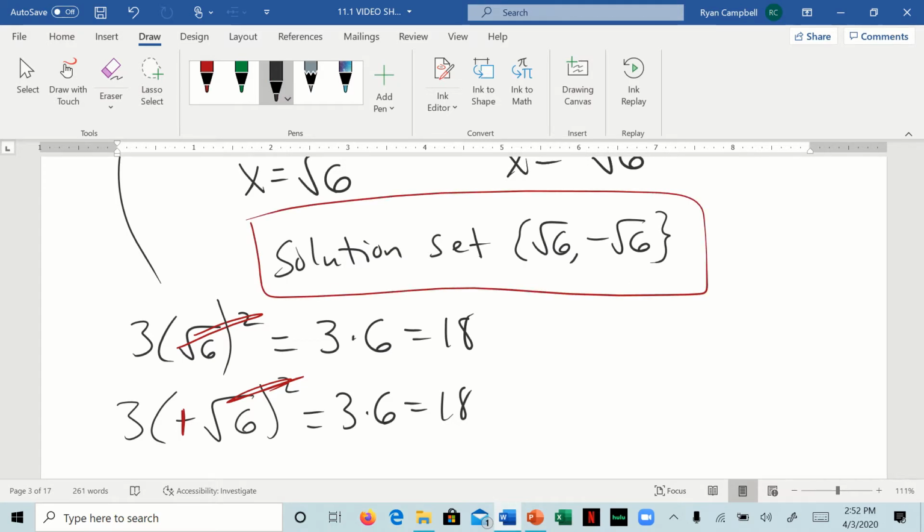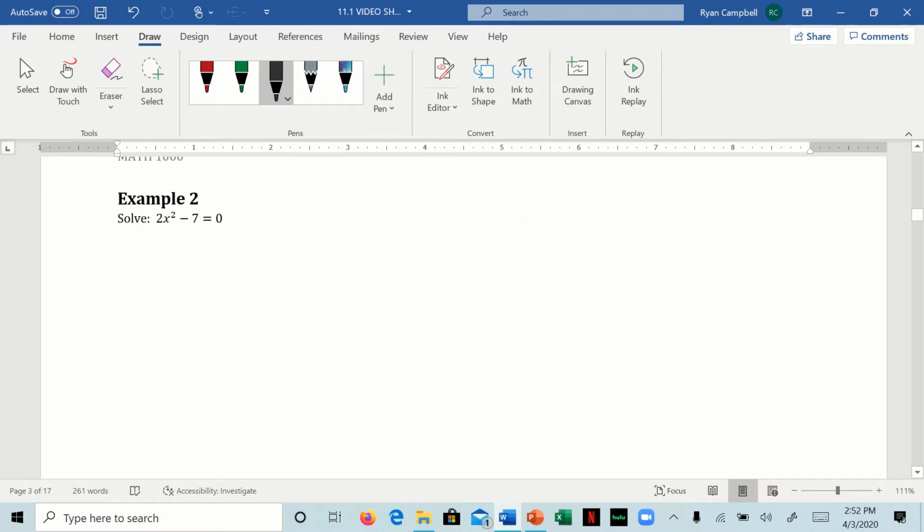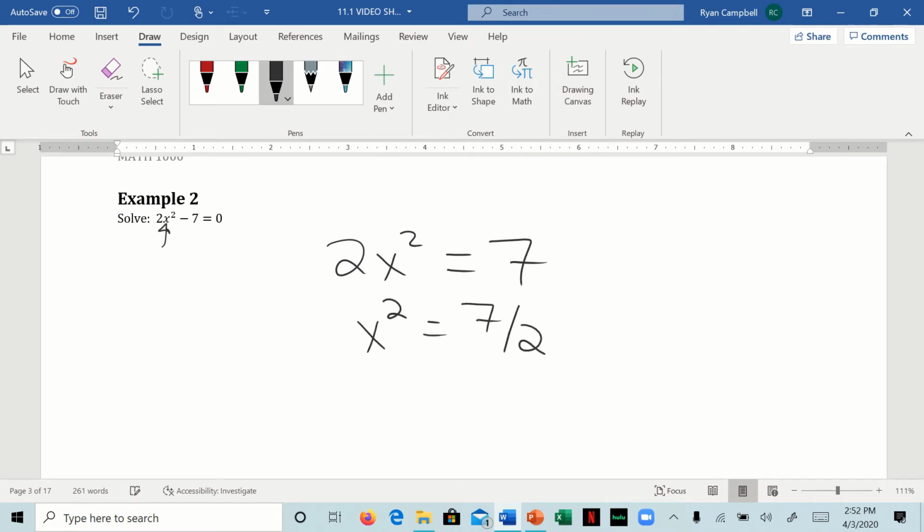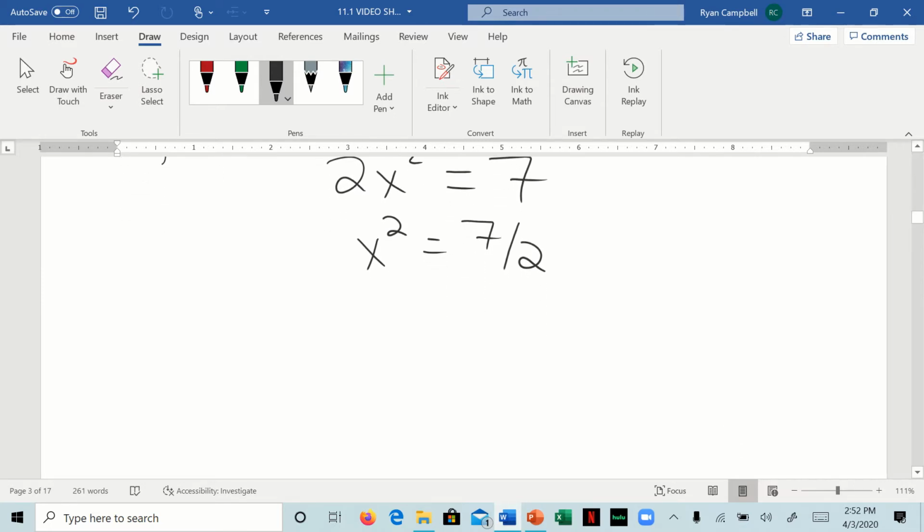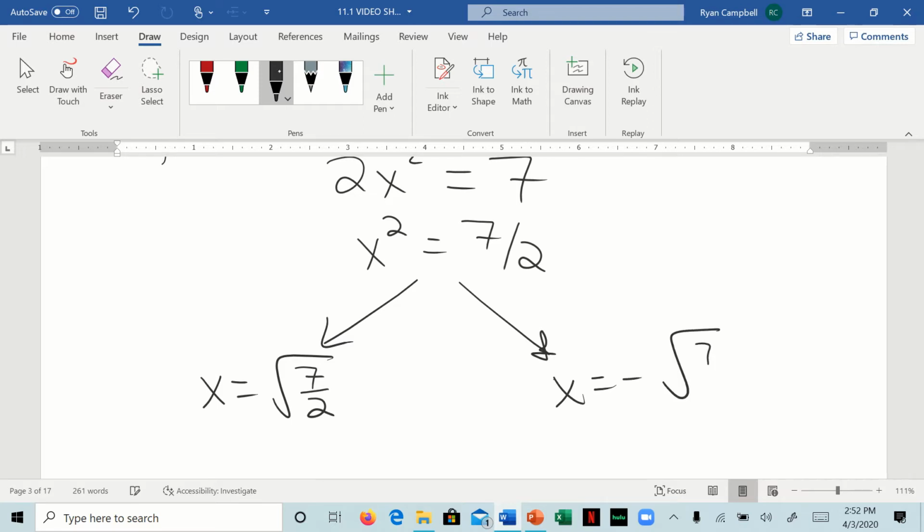There we go. All right, let's do another one. So this time, once again, we need to isolate the square, right? The x squared. So we can add the 7 to the other side and then divide everything by 2. So x squared is 7 divided by 2. All right. Then we get our two equations. X is the positive square root of 7 over 2. X is the negative square root of 7 over 2.